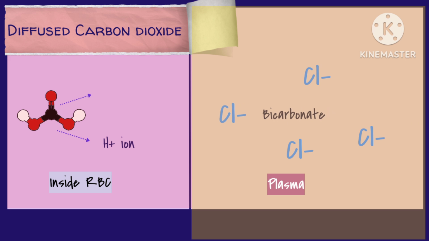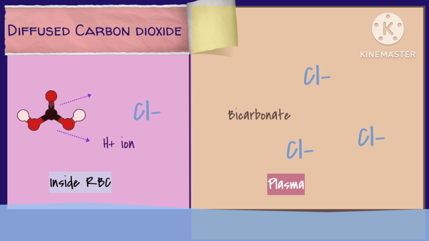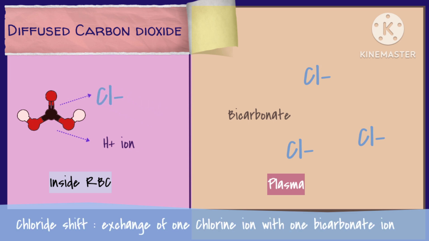While moving out, it pushes chloride ion into the RBCs, a process called chloride shift. The ratio of HCO3- and Cl- is 1:1. That is, one bicarbonate is exchanged for one chloride ion. Now the H+ ion that is formed binds to the hemoglobin molecule, where it acts to reduce the oxygen binding affinity to hemoglobin. This blood then reaches the lungs.